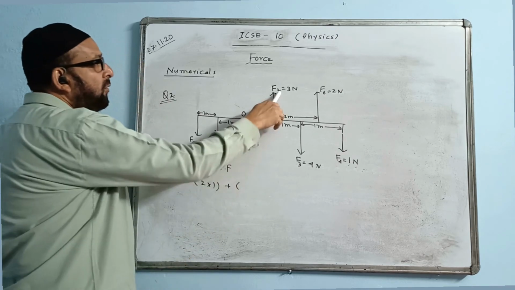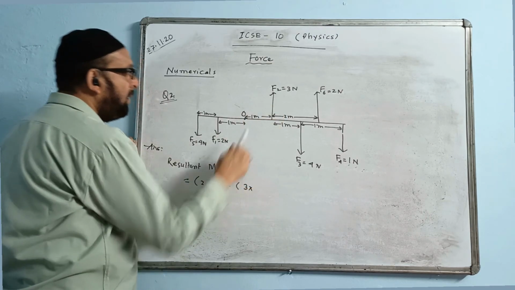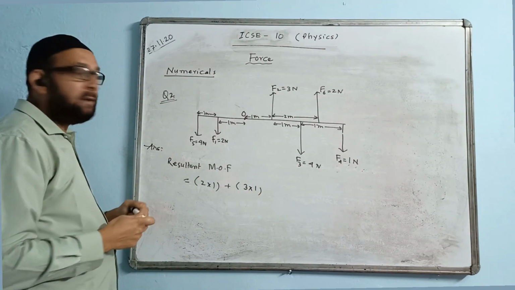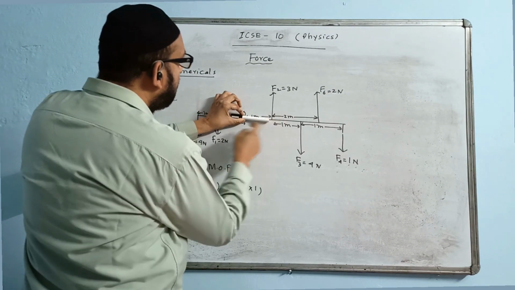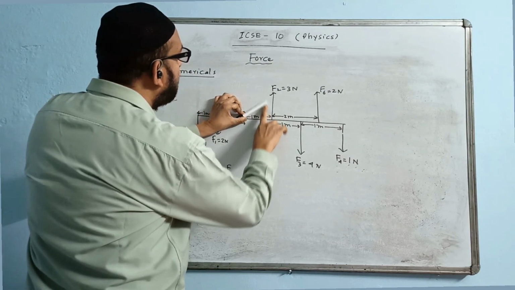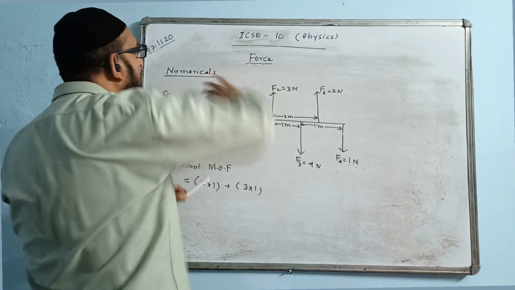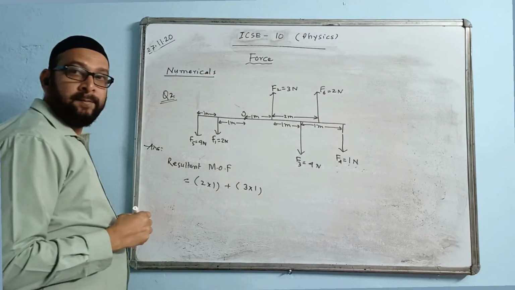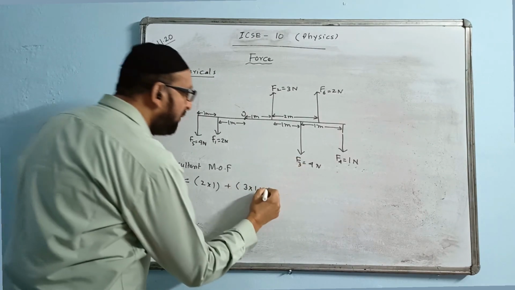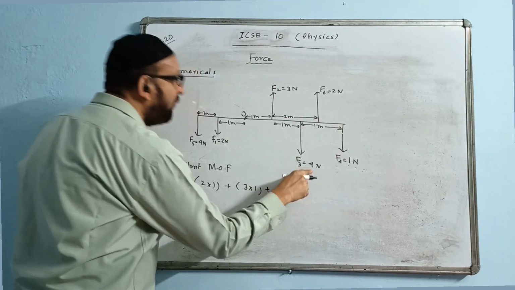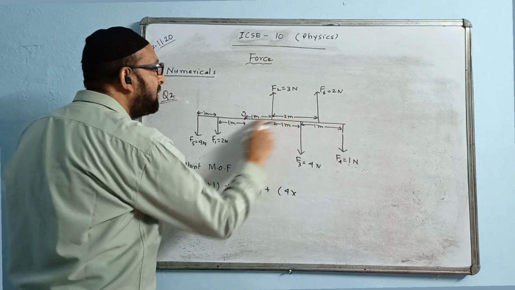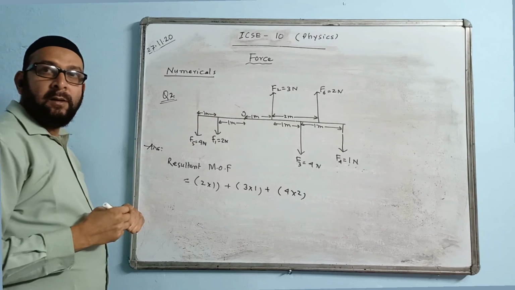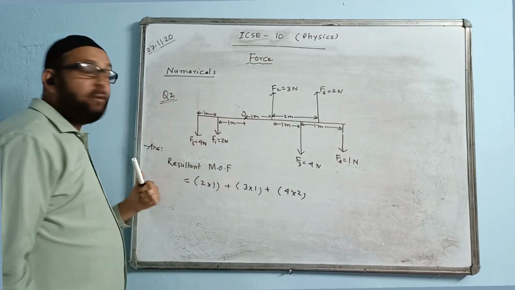Plus. I will go to F2 now. F2 is 3, distance is 1. What direction will it rotate the body? Here is the pivotal point at O, and we are giving a force in the upward direction like this. You can check, it is going anti-clockwise again, so positive sign. I will go to F3 now. F3 is 4, into how much is the distance from here to here? The distance is 1 meter plus 1 meter, that is 2 meters altogether. All the distances you will measure from the point O. Remember.